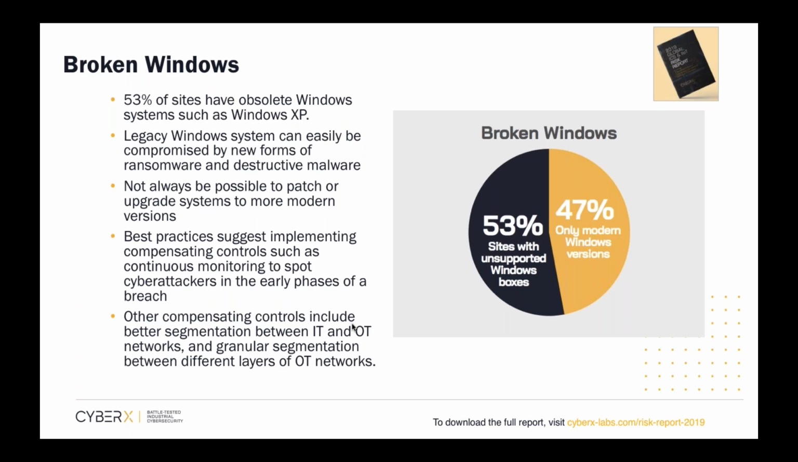The truth of the matter is it's not always possible to patch, but if you can't patch, then you need some sort of compensating control, such as continuous monitoring to spot cyber attackers in the early phases of a breach. Other compensating controls could be segmentation, or better segmentation between IT and OT networks, and then, of course, granular segmentation between different layers of OT networks. And that's something that Darminder and I will also discuss later on.